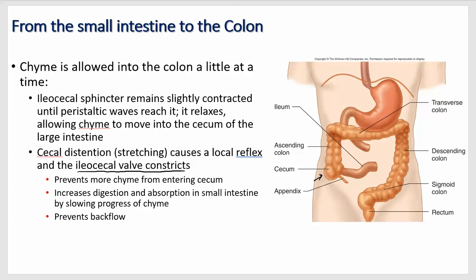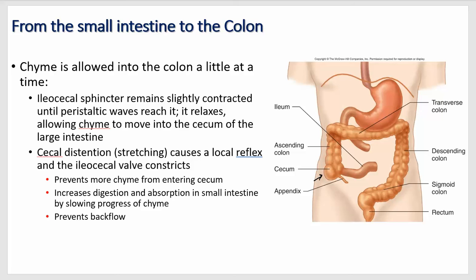And then the cecal distension, or stretching of the cecum, causes a local reflex, and it will cause that valve to constrict again. So basically the valve is opening, letting some in, the cecum says got it, and then tells the valve to close. And then that will sort of move forward through the colon.